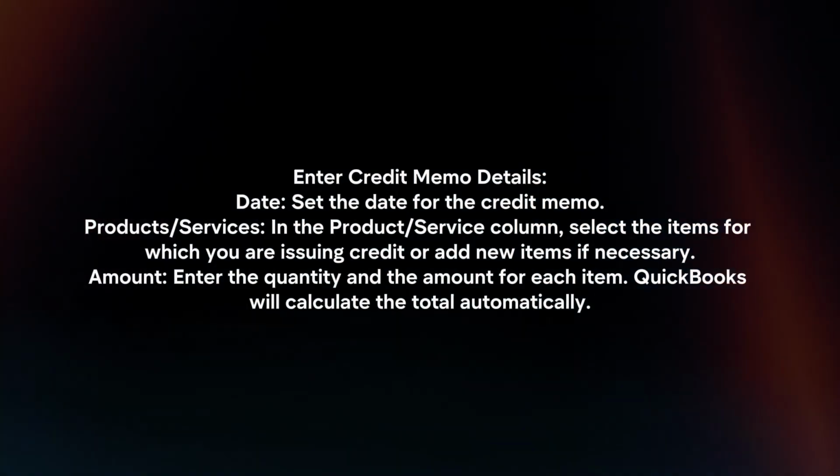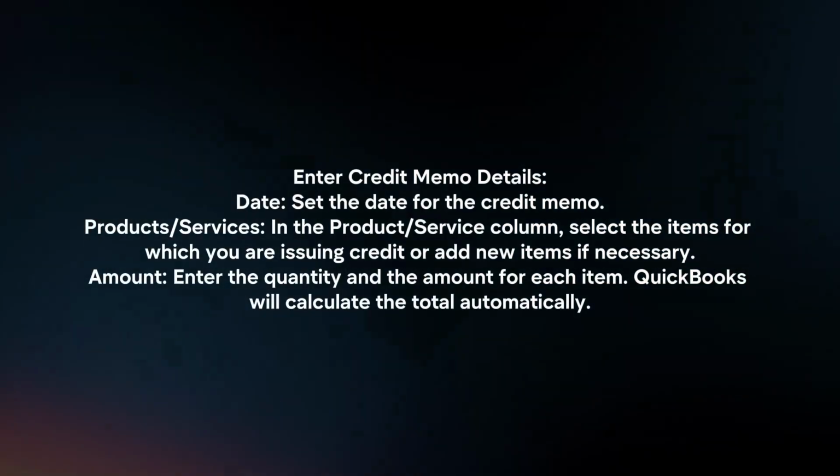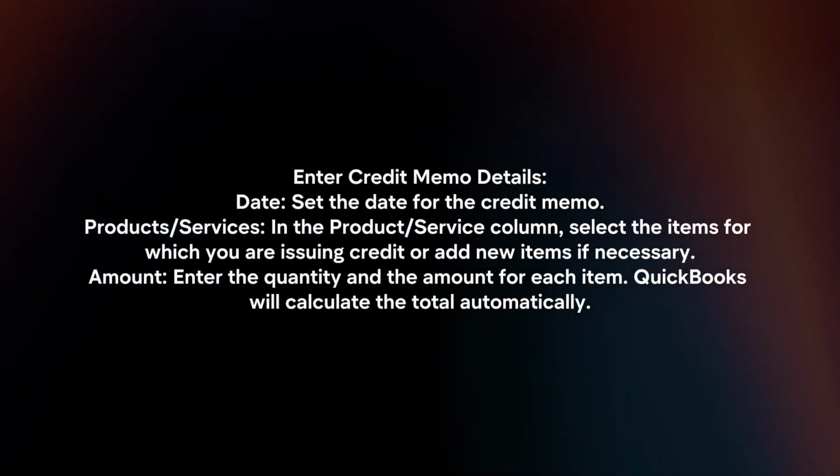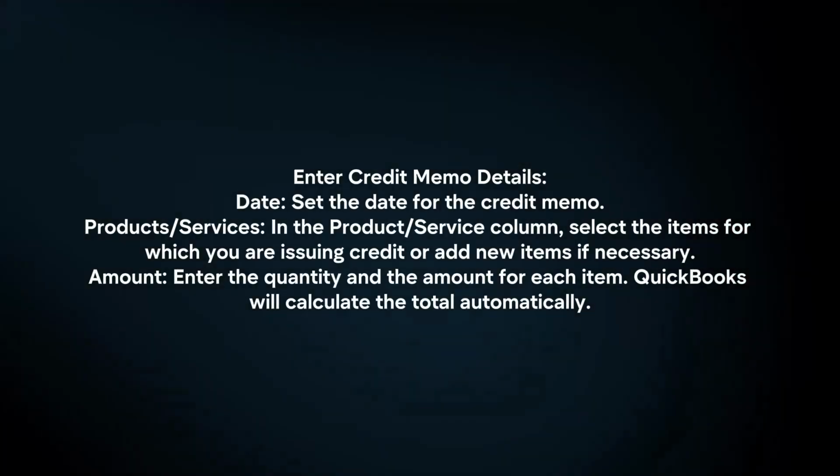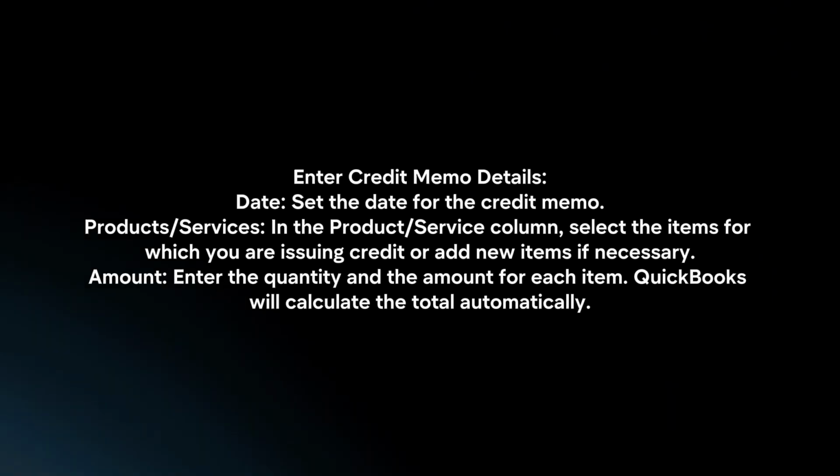Products or services. In the Product or Service column, select the items for which you are issuing credit or add new items if necessary. Amount. Enter the quantity and the amount for each item. QuickBooks will calculate the total automatically.